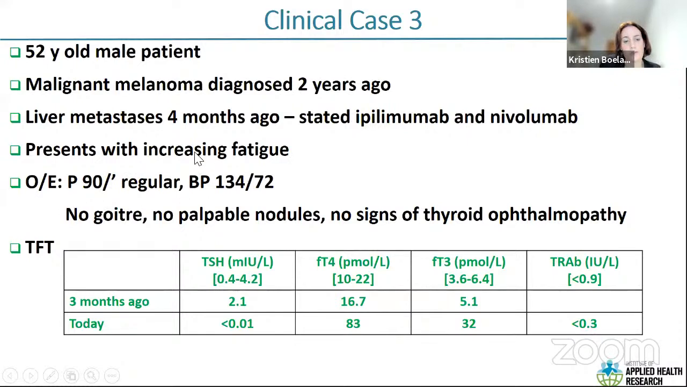There is not much to find on examination, so he has a normal regular pulse, a normal blood pressure, and no thyroid signs. You can see that his thyroid function was normal 3 months ago, but now it has become abnormal with a significantly raised free T4, a significantly raised free T3, an undetectable TSH, and TSH receptor antibodies are negative.